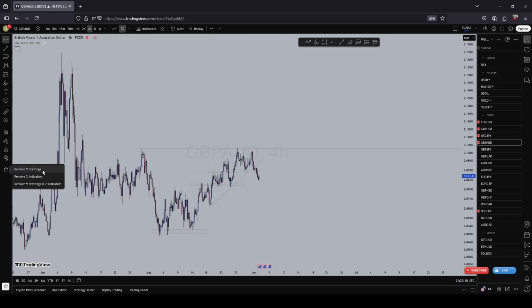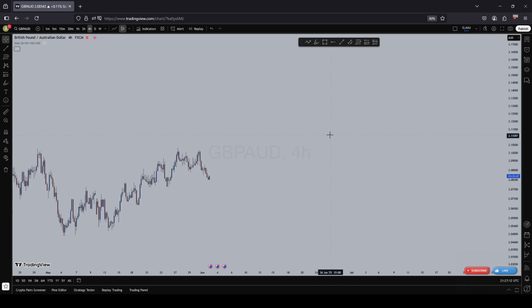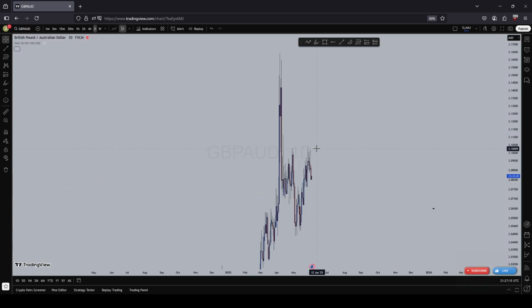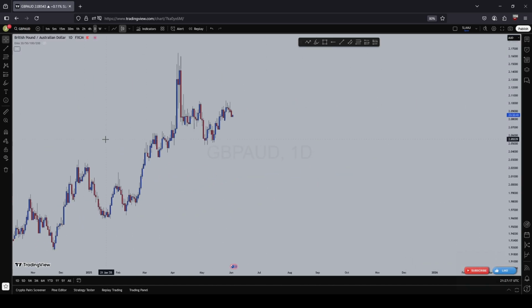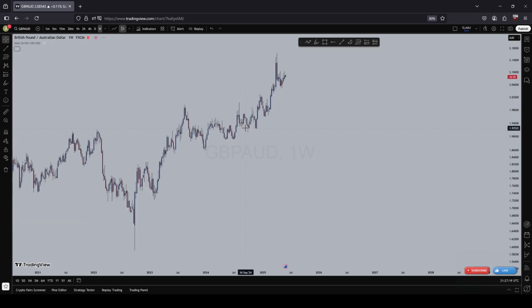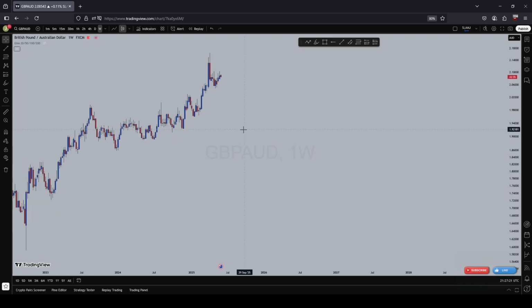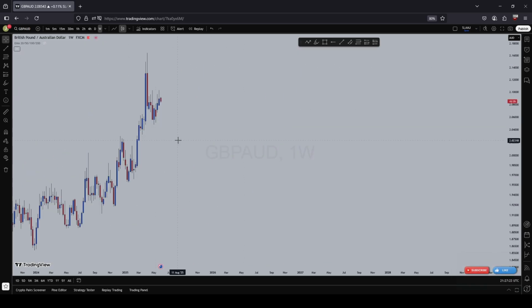Let's check Euro GBP AUD. Let's see, what do we have here? Let's go to the weekly time frame and analyze. There's nothing much on the weekly. The only thing on the weekly is that you can see that price was on this supply zone. It tapped into it and made that bounce.